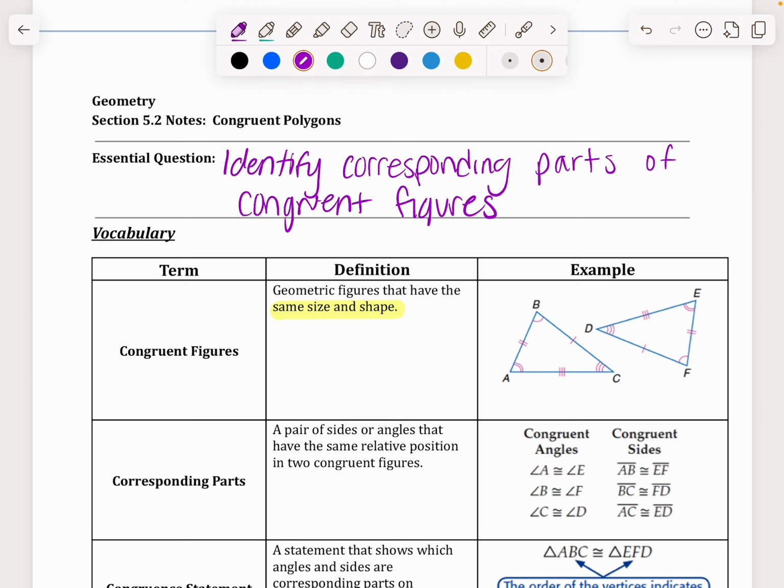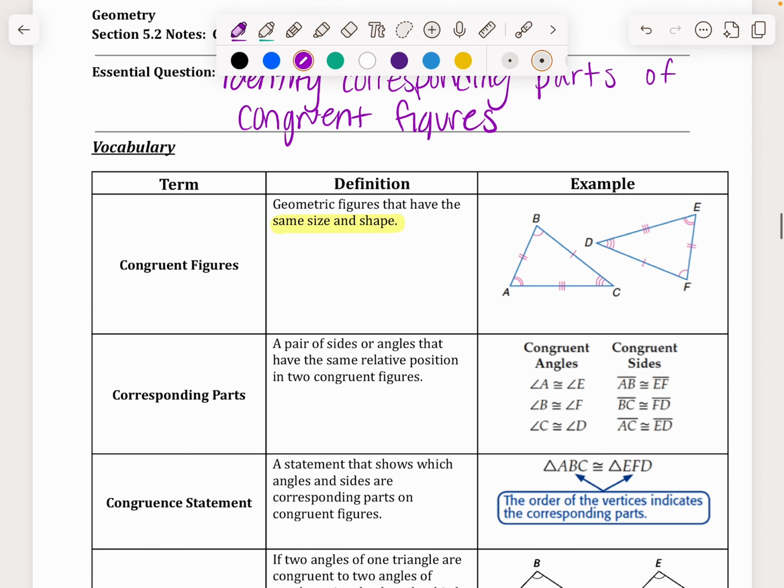Today's essential question is being able to identify corresponding parts of congruent figures. So if you need to write that down, go ahead and pause quick, but you want to identify corresponding parts of congruent figures. What is a congruent figure? A congruent figure, in geometry, is a shape that has the same size and the same shape.